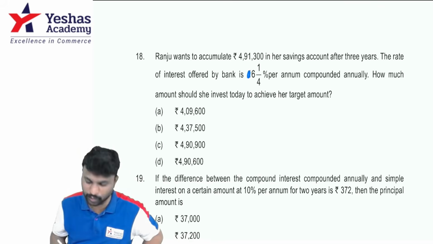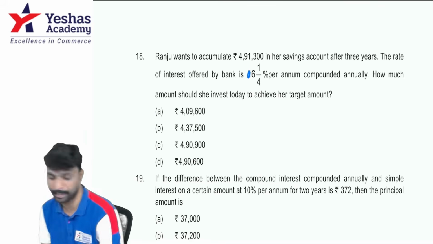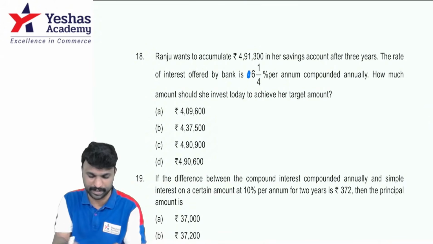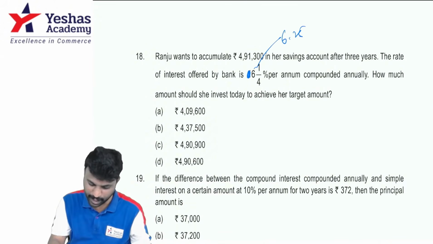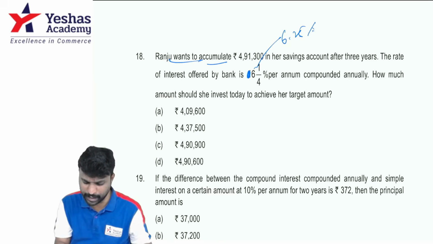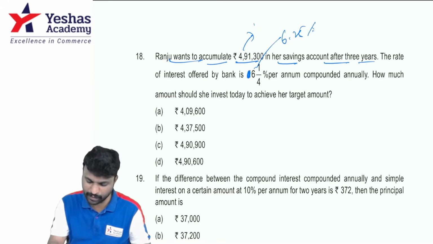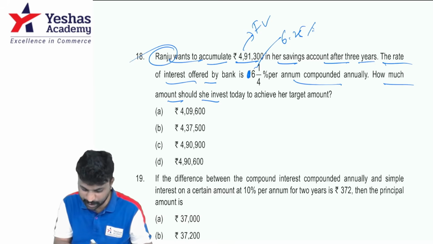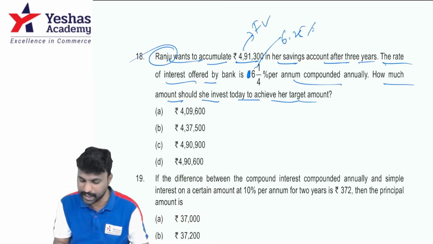It is not 16 1 by 4%. It is 6 1 by 4%. 6 1 by 4 means type 1 divided by 4 plus 6, which is 6.25%. Raju wants to accumulate 4,91,300 in the saving bank account after 3 years. So this is the future value. All right. The rate of interest offered by the bank is so much. How much amount should she invest? Ranju, sorry, not Raju. Should she invest today to achieve her target?